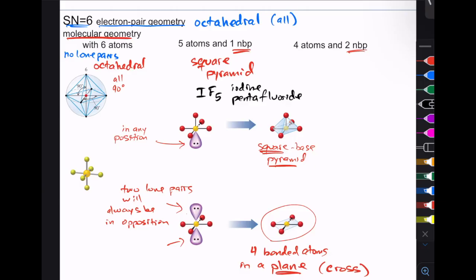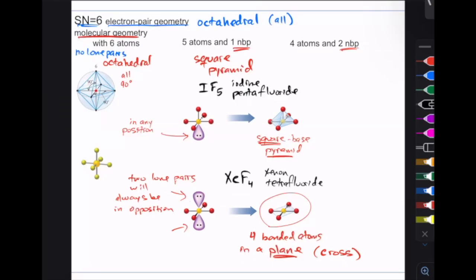And this one will be xenon tetrafluoride. So let's just go through them really, really quick. I'm not going to spend a lot of time on this, but I'll show you very quickly all the steps that you would take, starting from, in this case, the molecular formula.